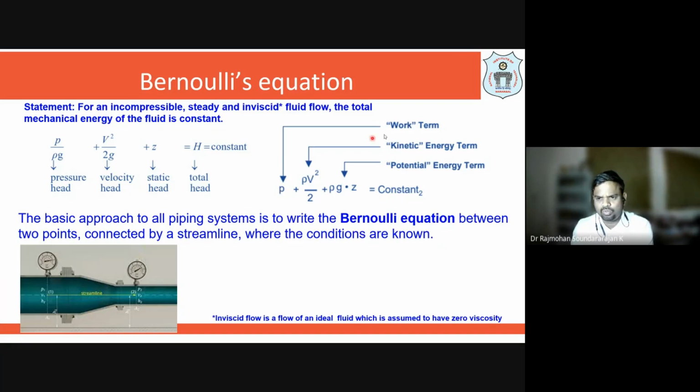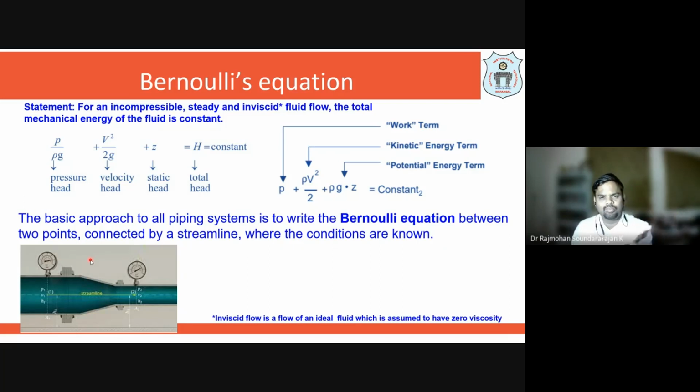So P refers to the work term, rho v square by 2 refers to the kinetic energy term, and rho gz refers to the potential energy term. The summation of these three energy terms is equal to a constant. This can be used between two locations at varying cross section area.